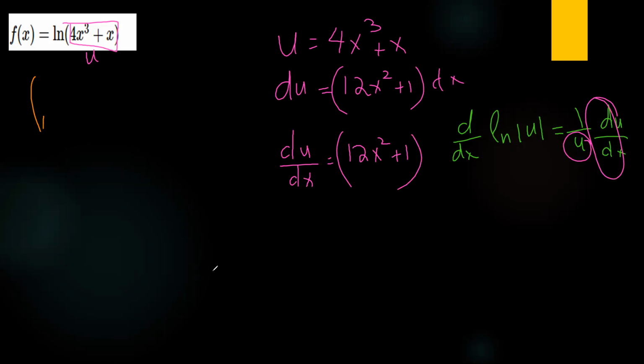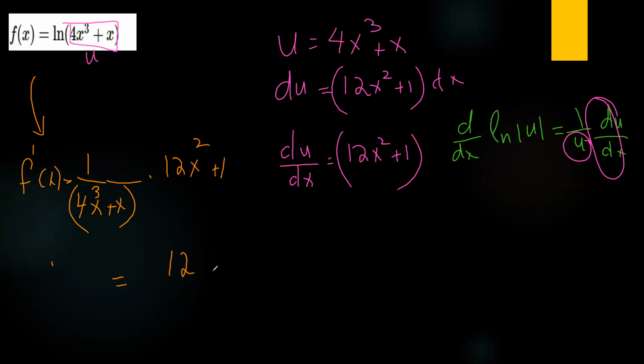Then let's come back here. F prime of x will be 1 over u, which is 4x cubic plus x, times du over dx, which is 12x squared plus 1. So the final answer for f prime of x will be 12x squared plus 1 over 4x cubic plus x.